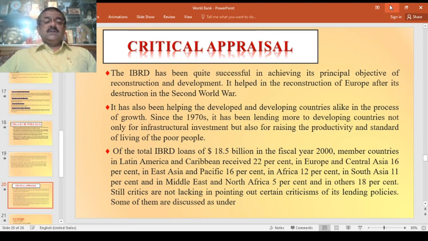Of the total IBRD loans of $18.5 billion in the fiscal year 2000, member countries in Latin America and the Caribbean received 22%, Europe and Central Asia 16%, East Asia and Pacific 16%, Africa 12%, South Asia 11%, Middle East and North Africa 5%, and others 18%. Still, critics are not lacking in pointing out certain criticisms of its lending policies. Some of them are discussed as under.